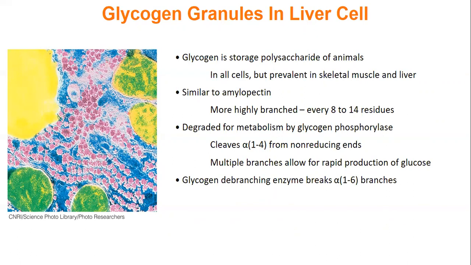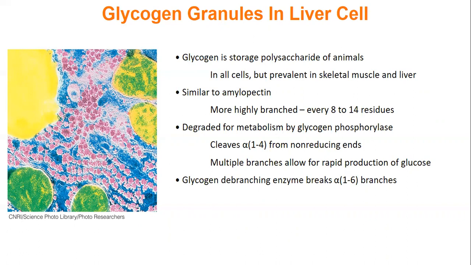You have these branches because you want to increase the amount of non-reducing ends, because the way that our enzymes work in our cells is that they take off glucose from the non-reducing ends. You also have a debranching enzyme. If you take biochemistry 2, we'll go over this mechanism in much greater detail.